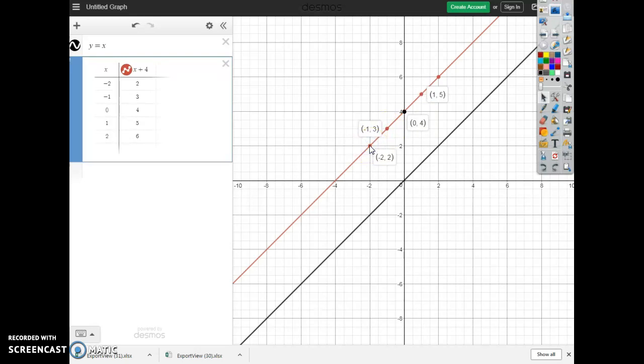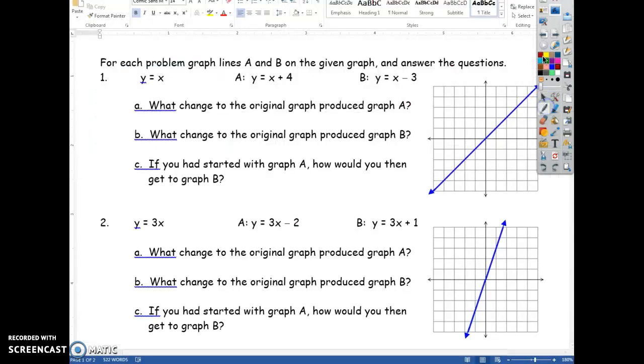So what would you do? You would just draw them on your paper right here. If you can do it in a different color, that's perfect. The first point is at 0, 4. Another point is at 1, 5. There's one at negative 1, 3, and there's one at negative 2, 2. Connect the dots. And label it. This is graph A.